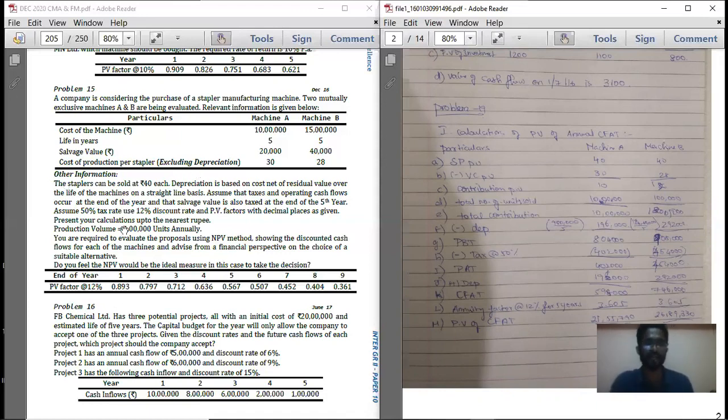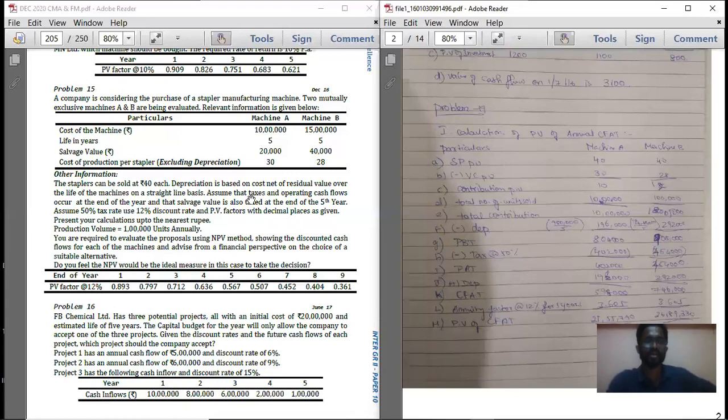Below that, they have given other information. The stapler can be sold at 40 each. So 1 unit can be sold at 40 each. Depreciation is based on cost net residual value over the life of the machine on straight line basis. That is, cost is 10 lakhs minus residual value 20,000. You are getting 9,80,000 divided by the life of the machine, that is 5. So 9,80,000 divided by 5 is the depreciation for machine A, that is 1,96,000. For machine B, 15 lakhs minus 40,000 divided by 5, you are getting 2,92,000 as the depreciation. So that we have calculated.